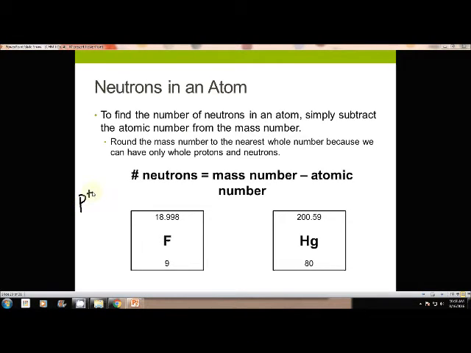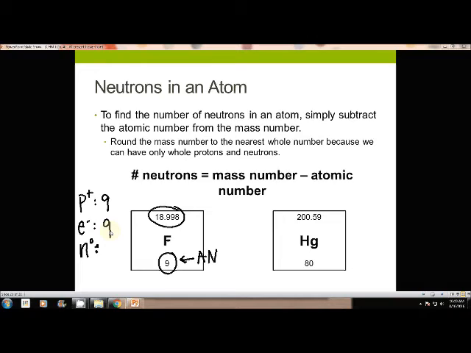I'm going to line up. P+ stands for protons, e- stands for electrons, and n0 stands for neutrons. Okay, so let's do fluorine first. Protons, we have two numbers in our boxes. We have the 9 and we have the 18.999. The 9 is the smaller number in the box, and it is rounded to whole, so that is our atomic number. So that tells us that we have 9 protons. Well, because I didn't tell you otherwise, the electrons are also going to be equal to 9.